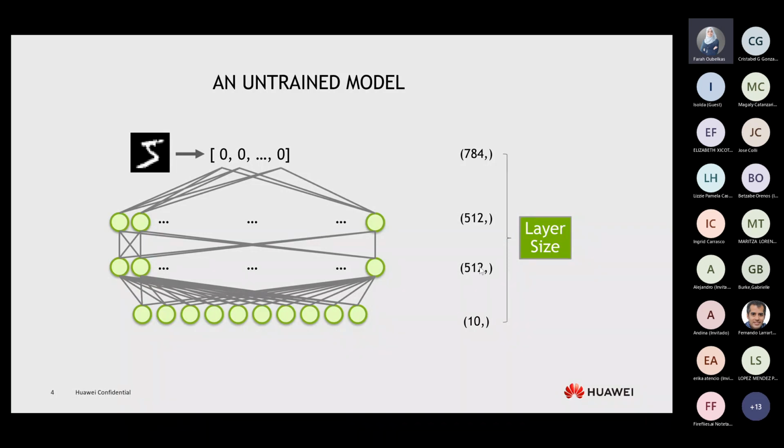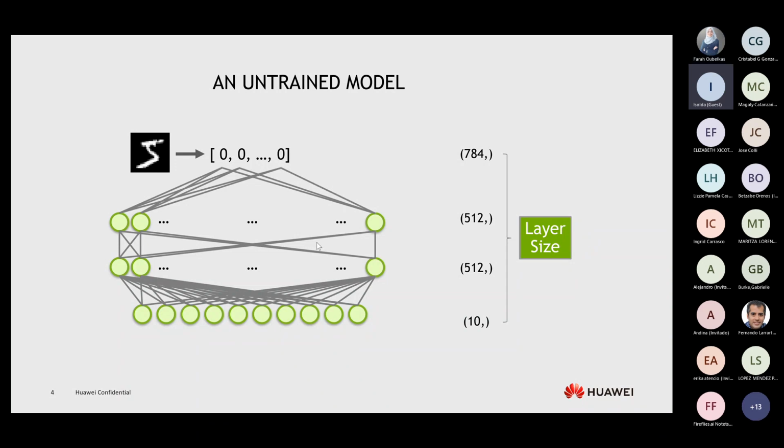So what is the number of connections we have in this model? We can calculate it simply by 784 times 512, plus 512 times 512, plus 512 times 10. This is the number of connections that we can have.